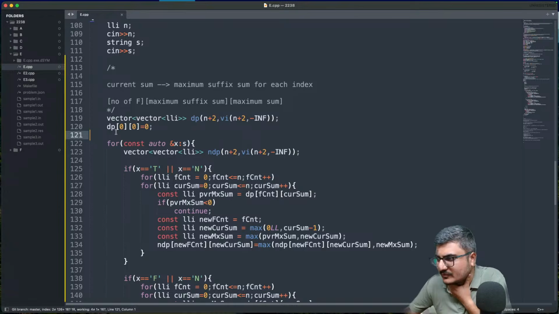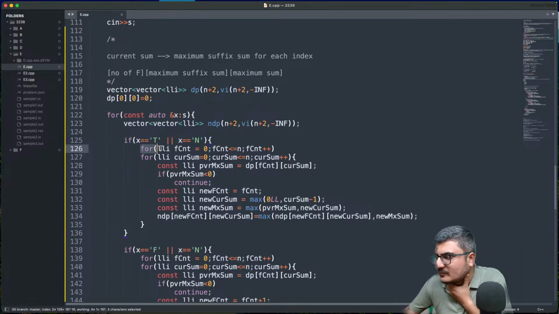No sum so far, maximum sum is 0, and we have this element. We go over all the F count. We go over all the current sum. We take the previous sum from the DP. If it's negative, then this state is unvisited. New F count for a positive remains same. The current sum decreases by 1, and we again take max with 0.